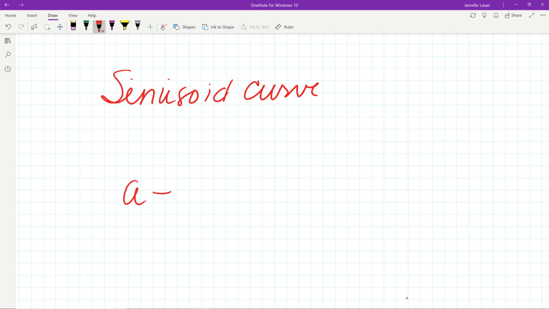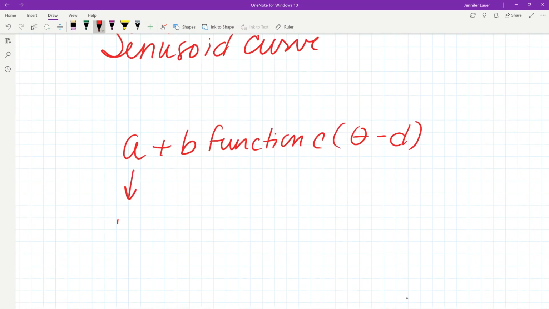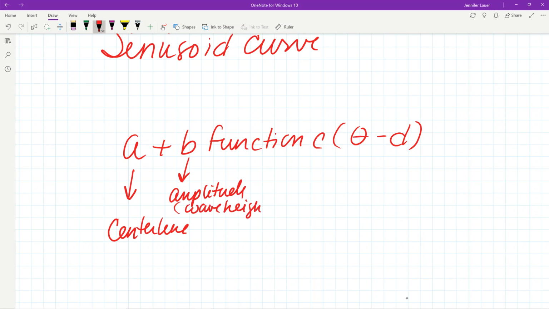So I'm going to just write out the formula that I give you when we first start learning these. A is what we call the center line of the graph. And I'm just going to label these. This is what we call the amplitude or the wave height. And then once I draw out the problem, you'll be able to put in. This is what we call the period. This is the wavelength, if I can spell the word period. Wavelength.